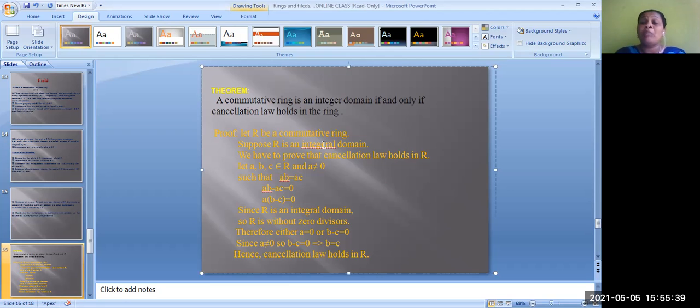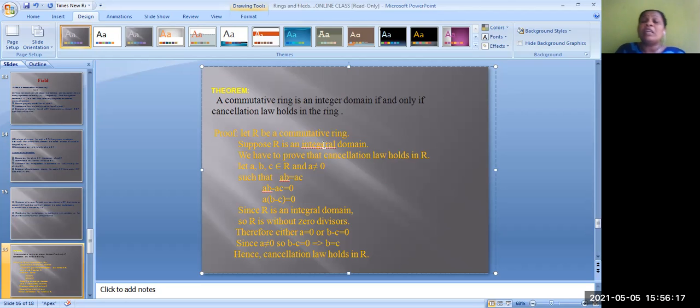We have AB is equal to AC. So we transpose AC to the left side: AB minus AC is equal to 0. The similar term is A, so taking A as common, A into (B minus C) is equal to 0. Since R is an integral domain, R is without zero divisors. So either A is equal to 0 or B minus C is equal to 0. Since A is not equal to 0, B minus C is equal to 0.